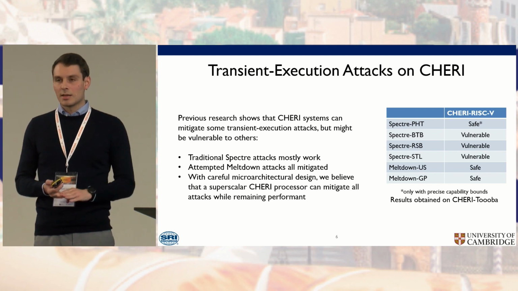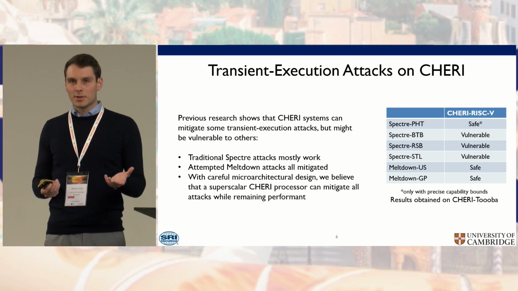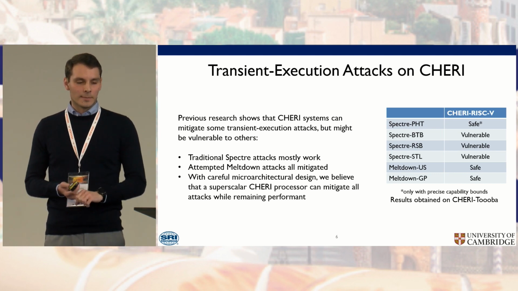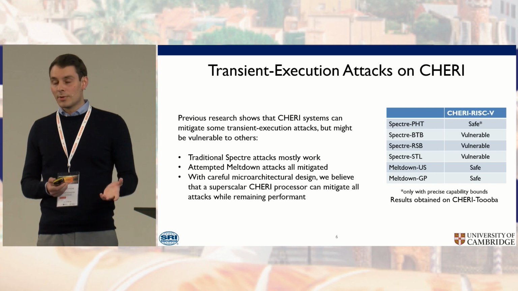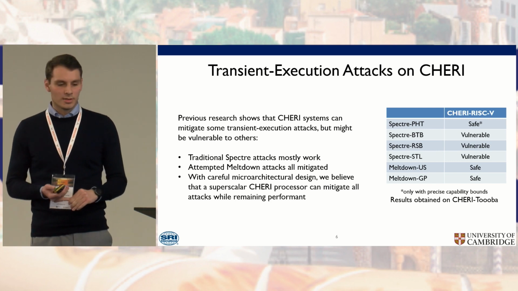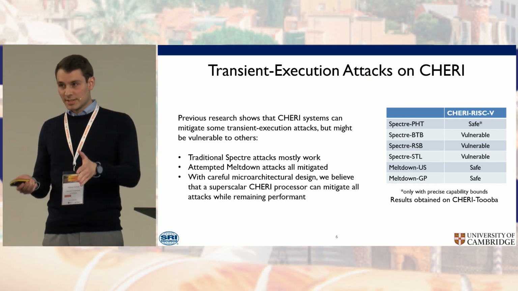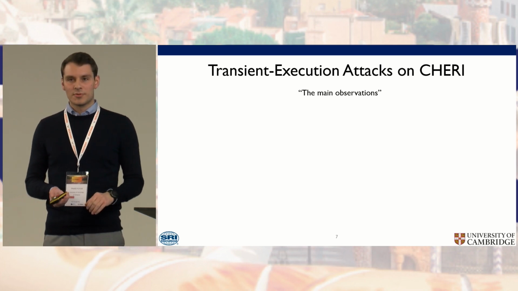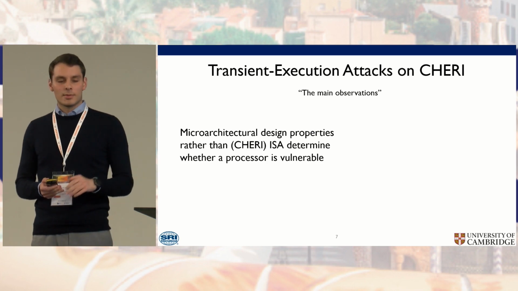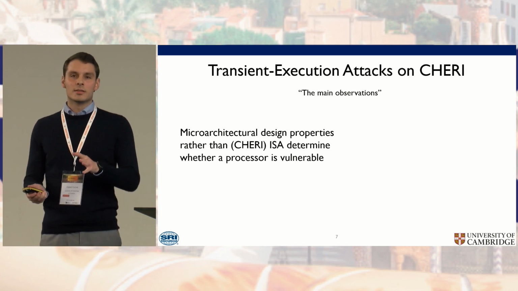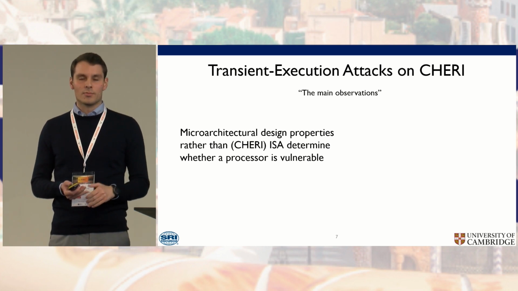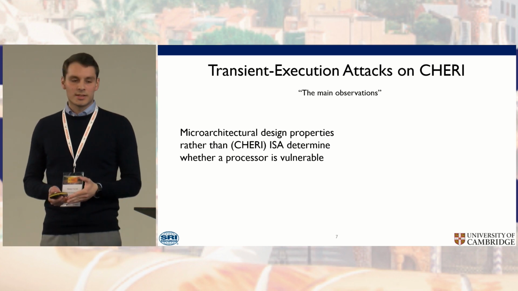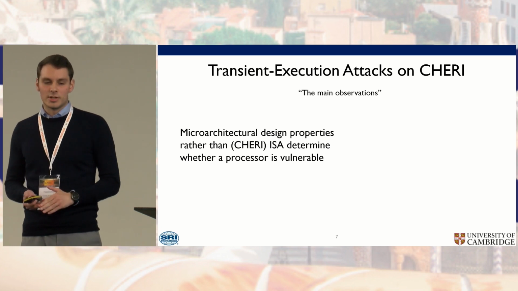These results have been obtained on CHERI Tuber, which is an out-of-order superscalar RISC-V softcore we are producing. So we believe that we can, with very careful design, build an out-of-order superscalar CHERI RISC-V core that can mitigate all of these attacks, but also remain performant. We had two main observations from that. The first one is that the microarchitectural design properties, rather than the CHERI ISA, determine whether a processor is vulnerable. That means our processor could have been vulnerable to all 6 attacks and still perfectly adhere to the CHERI ISA.